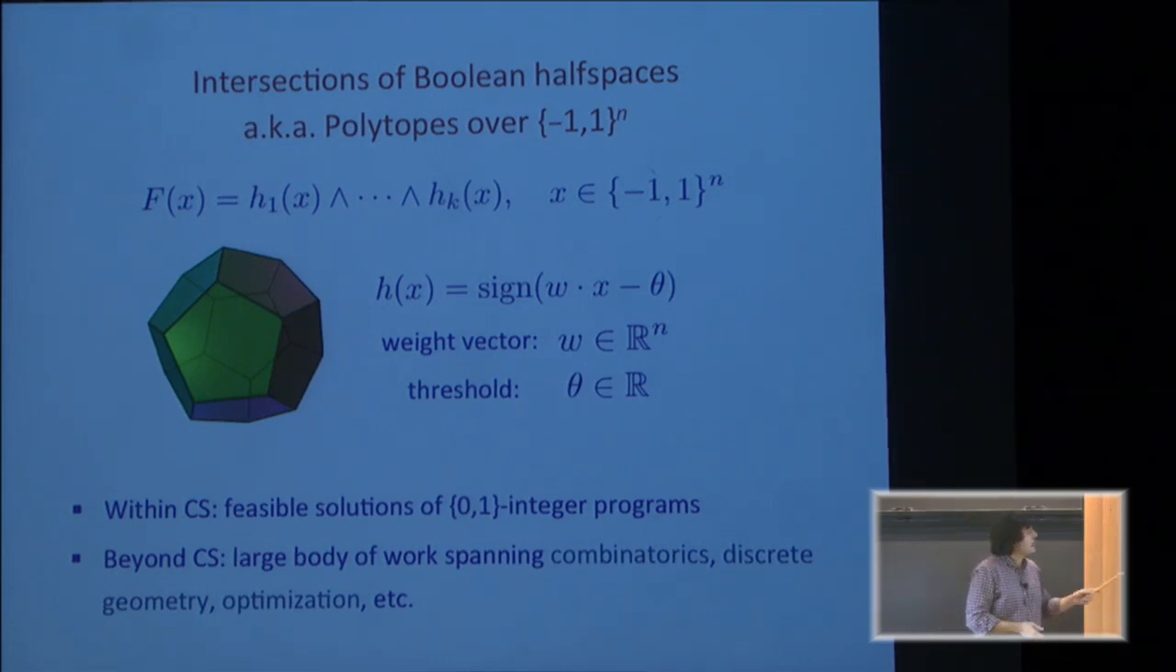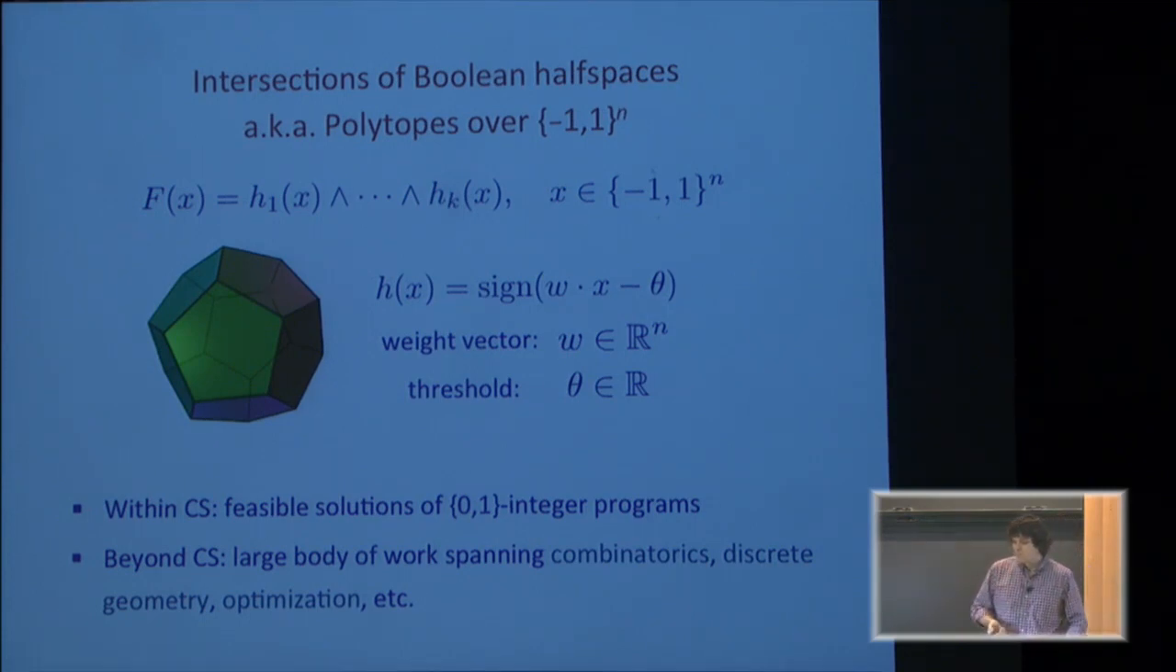So intersections of half-spaces come up all over the place within theoretical computer science and other fields. We can think of such a thing as the set of feasible solutions to a 0-1 integer program. These guys also come up in different areas, combinatorics, optimization, and so on and so forth. So these are the functions we'll be thinking about.